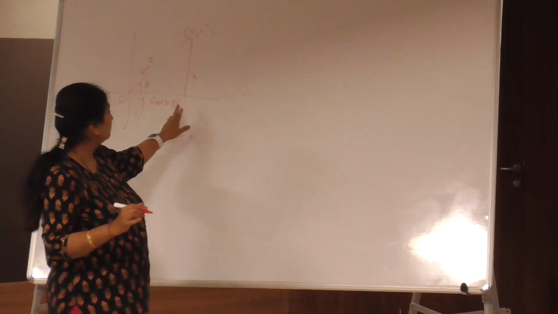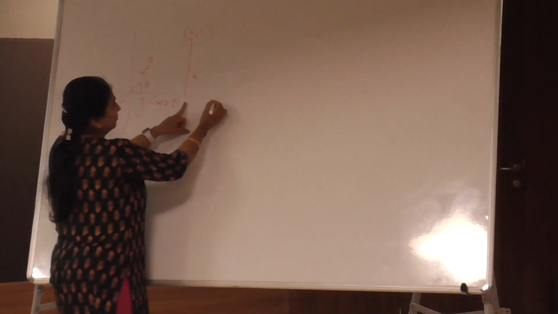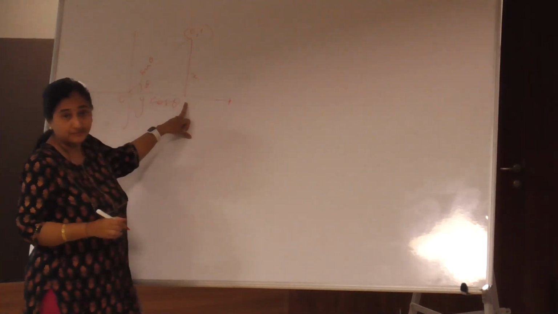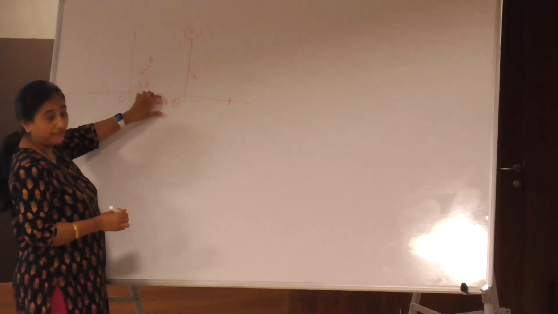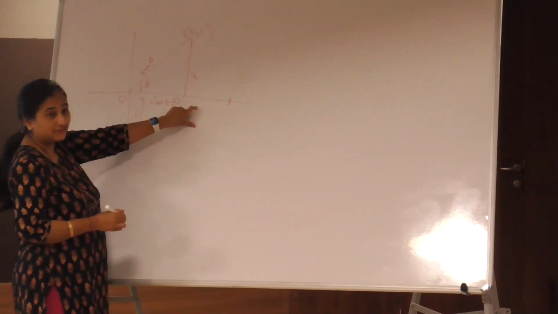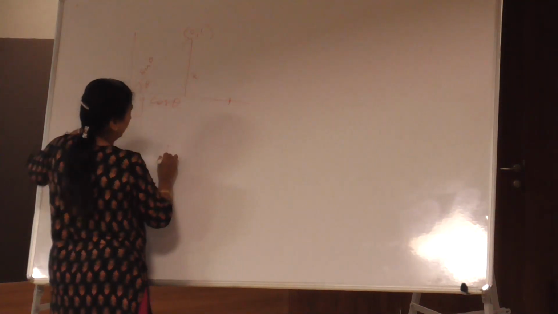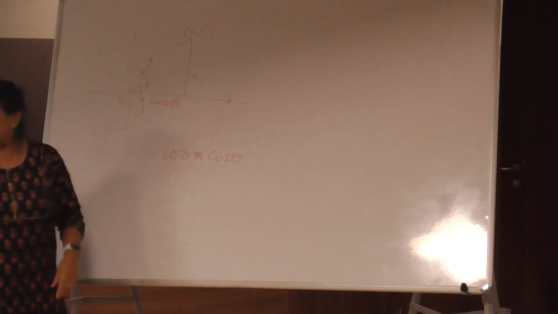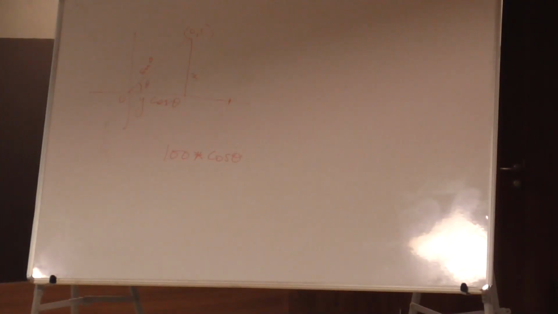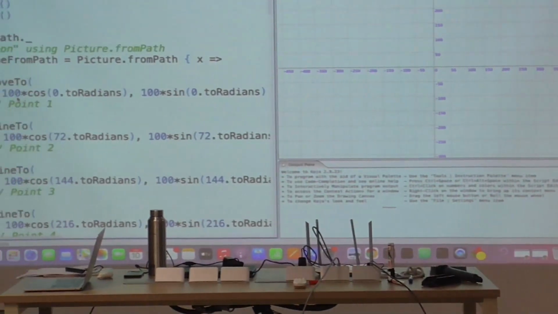So now, if I have to move a point from its original position to somewhere else, at a distance of 100, I have to do 100 into cos of theta. Same thing we are doing over here. 100 into cos 0 to 2 pi radians. Why? Because I want it in radians. I don't want it in degrees.